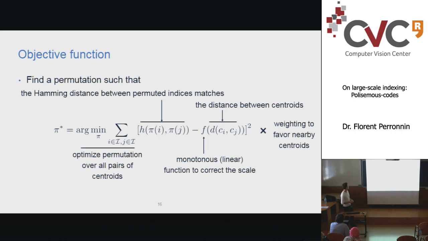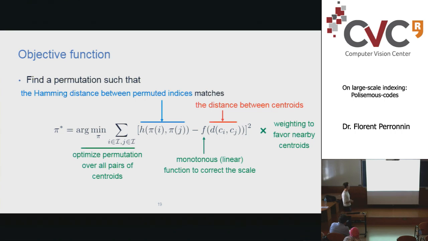And now, how do you find the permutation, which we call pi? What do we want it to achieve? Basically, we want to find a permutation of the indices such that the Hamming distance between the permuted indices, so I have a sum over all pairs of indices, I have the permutation of indices i and j, I have the Hamming distance between these indices, matches the distance between the original PQ centroids.